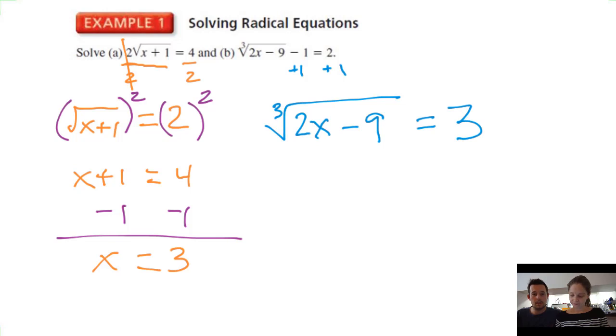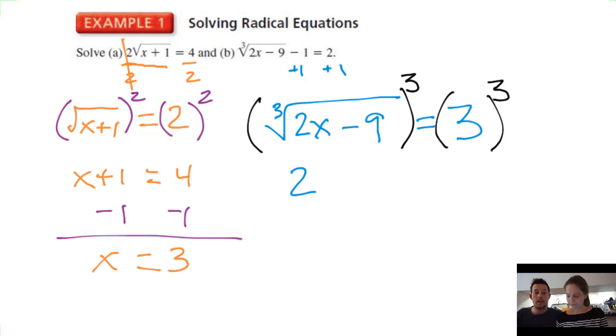Now, here we've isolated the root, so we need to undo that root. The opposite of the third root is raising something to the third power. If we do it to one side, we need to do it to the other as well. So we're left with 2x minus 9 equals 27.